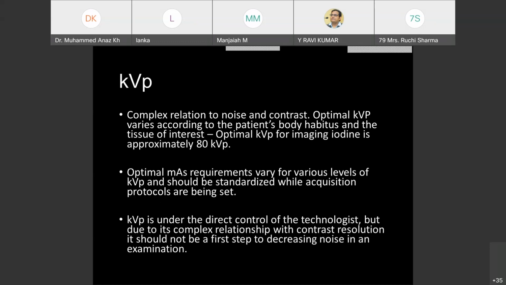Whereas KVP is kilovolt peak. Again, higher is better quality, but it also exposes more radiation, and normally this is not under your control. So this is another aspect you have to take care of.